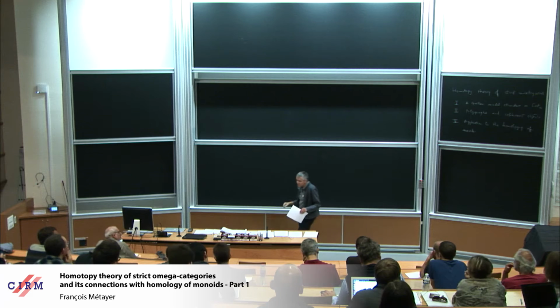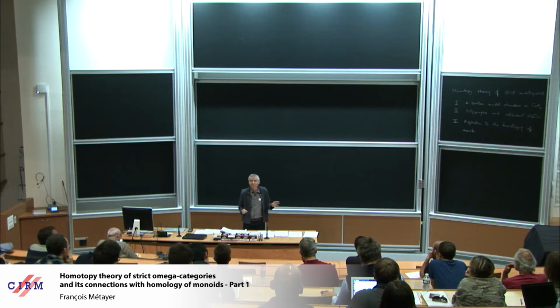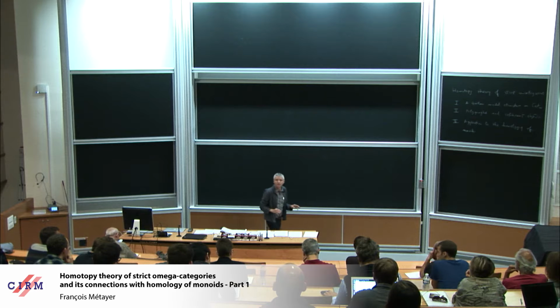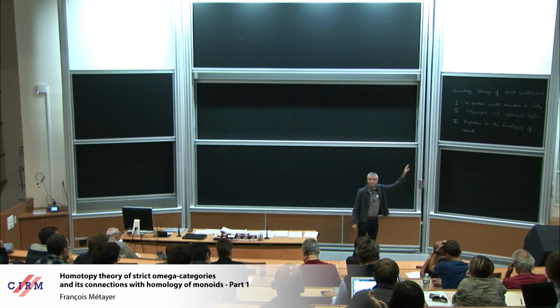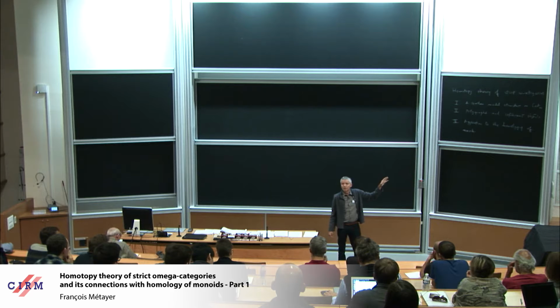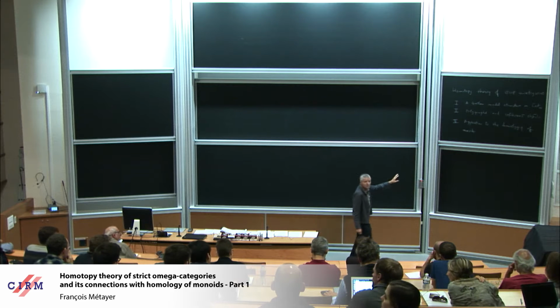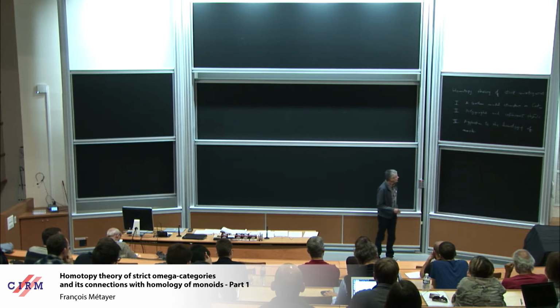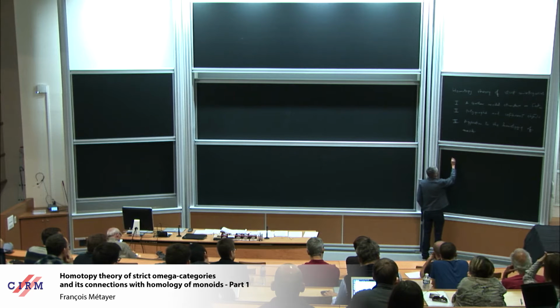So I expect everybody knows probably a bit of model categories. I'm not going to prove general statements about model categories. I'm really concentrating on this specific case of omega cat, although I'm going to remind you of the statements I will use. If you want proofs, there are, of course, many classical references about model categories.